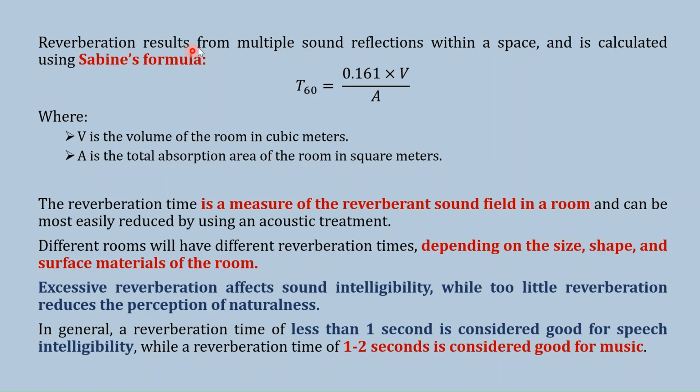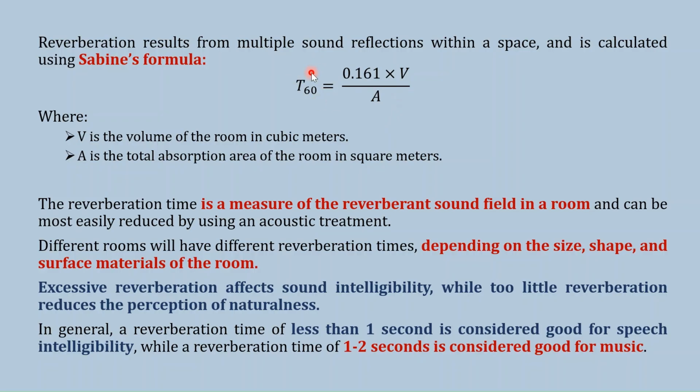Reverberation results from multiple sound reflections within a space, and the reverberation time can be calculated using the Sabine's formula for a room having uniform dimensions. So the formula is 0.161 times the volume of the room in cubic meters divided by the total absorption area of the room in square meters.